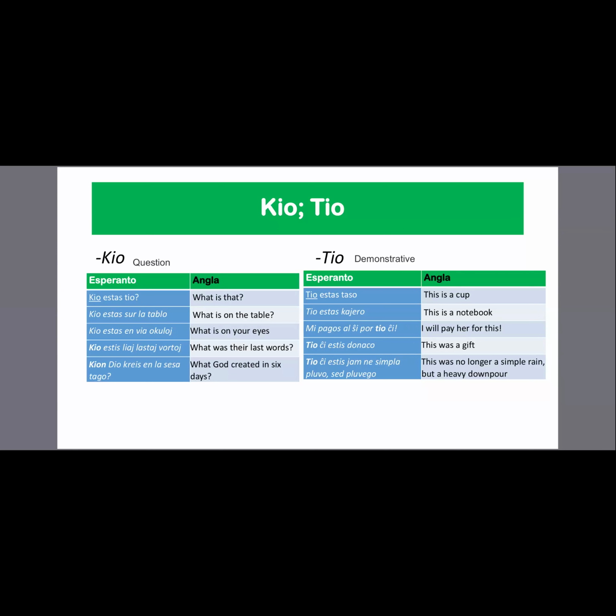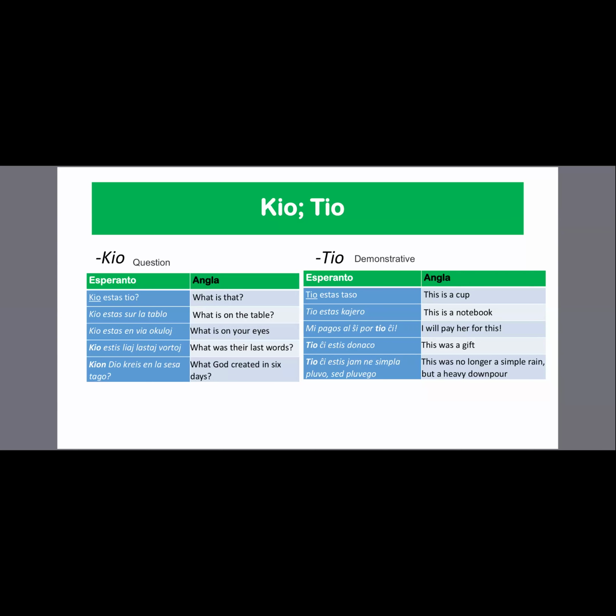You might respond, Tio estas taso. This is a cup. So you can see Tio is also a demonstrative. I ask a question, what is that? That is, or this is a cup, a car, a house, a stone. So it depends on the type of the question which was asked. In the response, you can use Tio to show that you understand the question which was asked. So I can also use Kio when I want to ask about things.